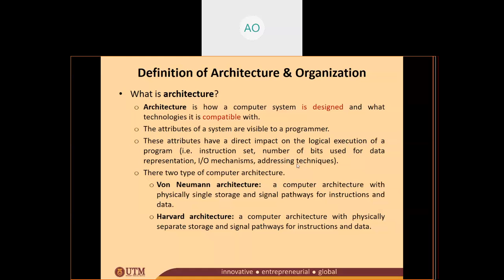There are two types of computer architecture. The first one we call the von Neumann architecture, while the second one we call the Harvard architecture. What is the difference between these two? The von Neumann architecture is a computer architecture with physically single storage. You only have a single storage and a single signal pathway for instruction and data, which means you share the same signal pathway for instruction and data.